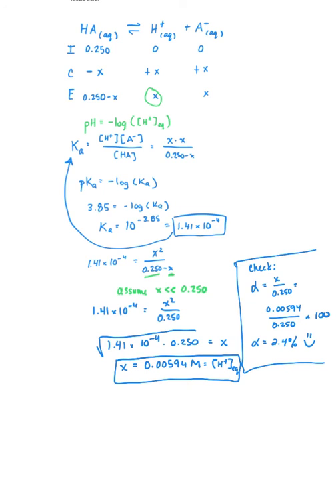Now, one last step. We need a pH. The pH of this solution is the negative log of the concentration of H plus at equilibrium, which we now have as 0.00594 molar. Take the negative log base 10 of that quantity, and we end up with 2.23. This is the pH of our lactic acid solution.